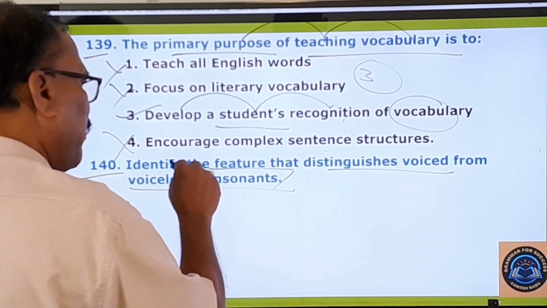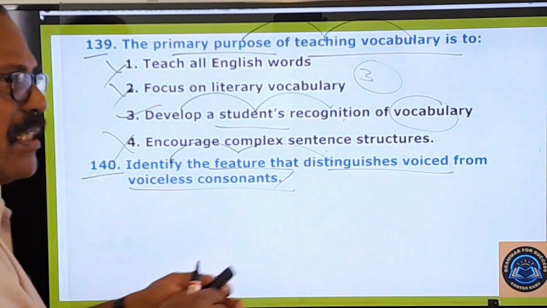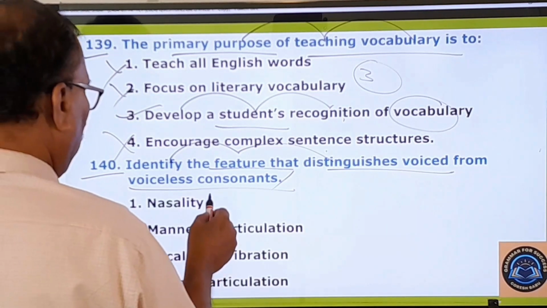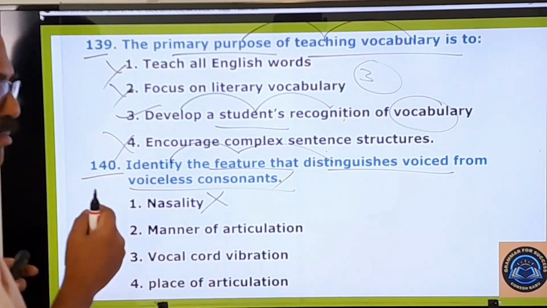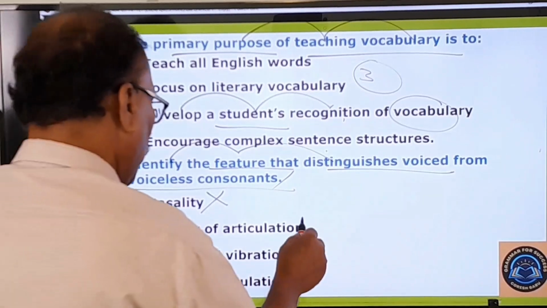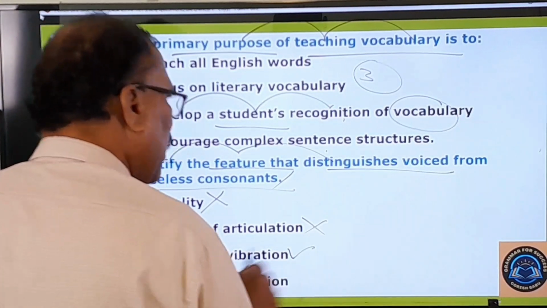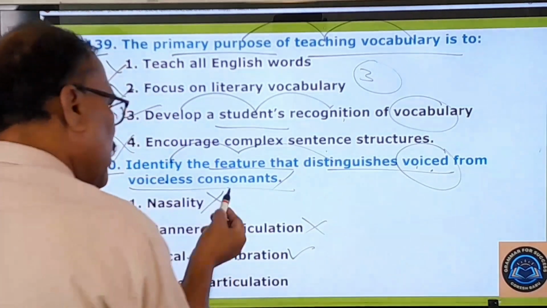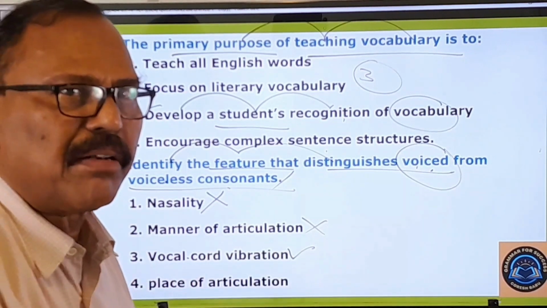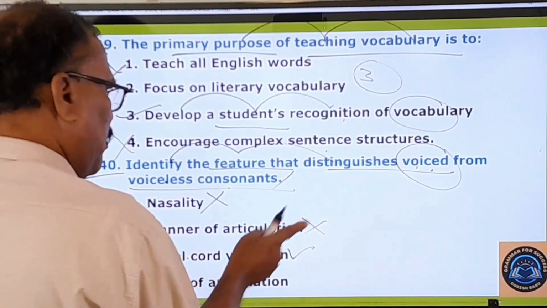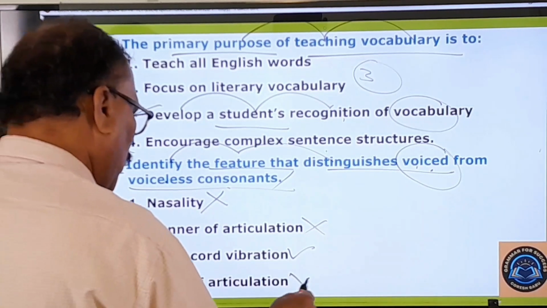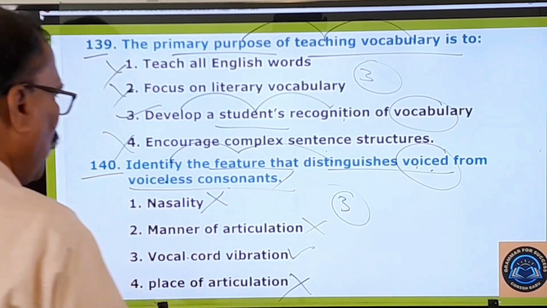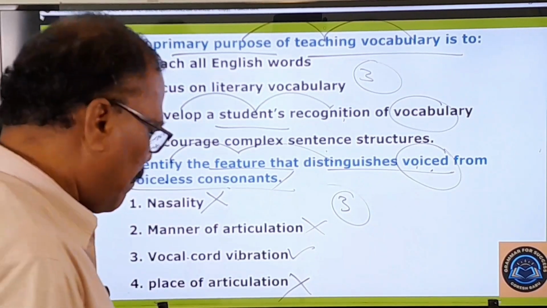And identify the feature that distinguishes, that separates, that differentiates. What is that? Here, that is that. Nasality, no. Nasality means with the nose. Manner of articulation, no. Vocal cord vibration. This is the right one. So in the voiced consonants, vocal cord vibration is there. In the voiceless consonants, vocal cord vibration will not be there. Right. And that is the only distinction between these two. And place of articulation, no. So here first one, second one, fourth one are wrong. Only the third one is the right one. And now you move on to other questions.